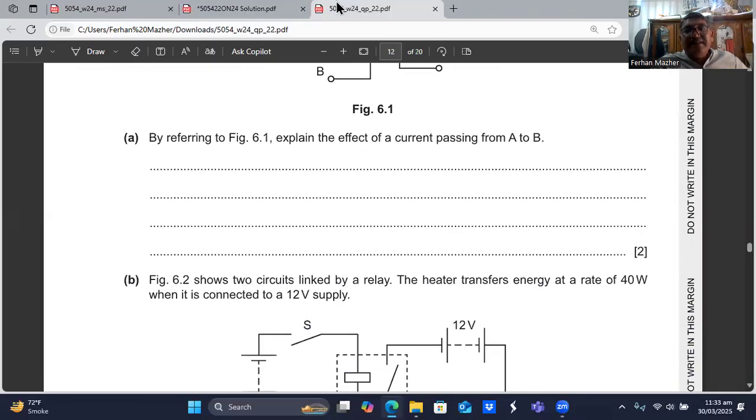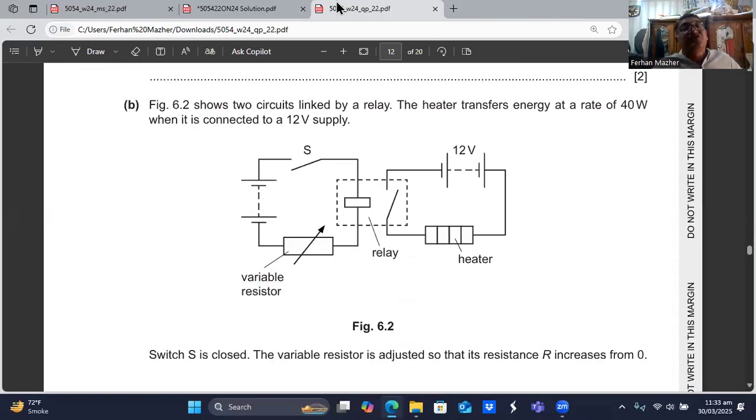Okay, question number 6, and it's the B part. It says figure 6.2 shows two circuits linked by a relay. The heater transfers energy at a rate of 40 watts when it is connected to a 12-volt supply. Switch S is closed. The variable resistor is adjusted so that its resistance R increases from 0.